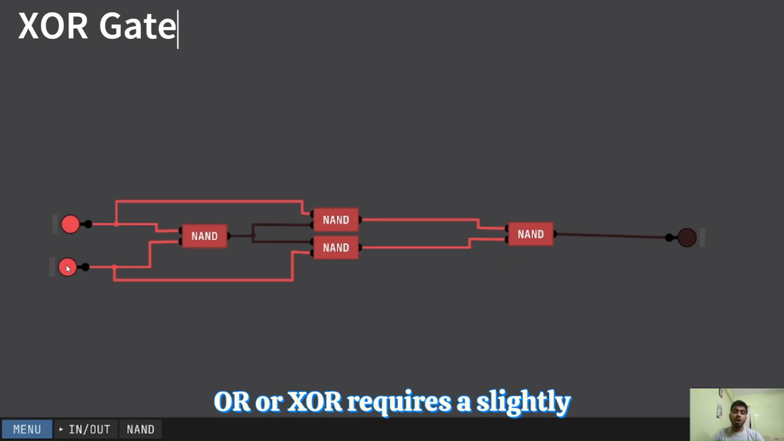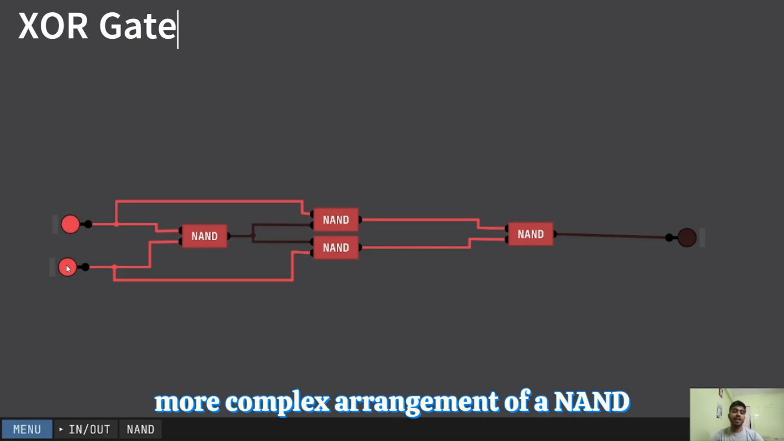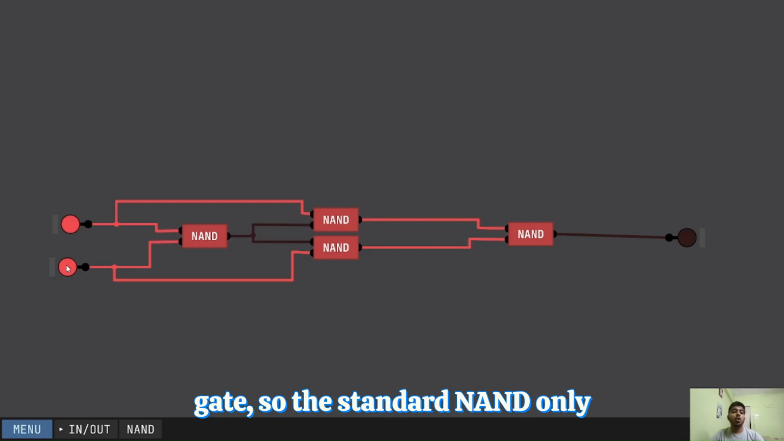Unlike AND or OR, XOR requires a slightly more complex arrangement of NAND gates. So the standard NAND-only implementation requires 4 NAND gates.